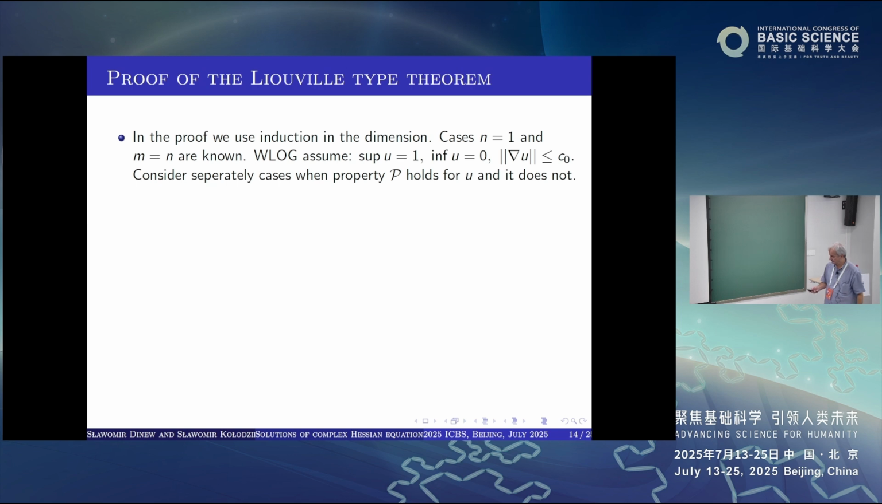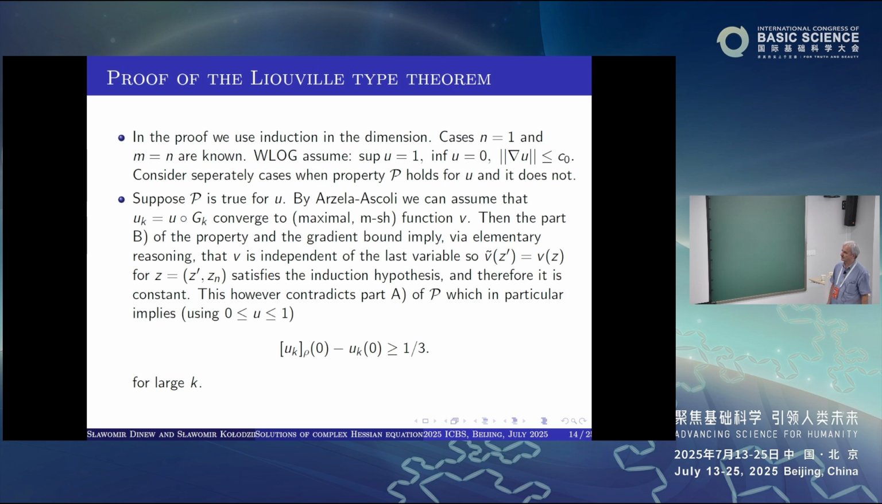So we use induction, and first we know that for n equal 1, the result is known. For m equal n also, because then we deal with harmonic functions, and we have the Liouville theorem. Again, without loss of generality, we can assume that the supremum is 1 and the infimum is 0. And C-naught just denotes the bound on the gradient, which we assumed. And as I said, we consider separately two cases: when this property P holds, and when it doesn't.